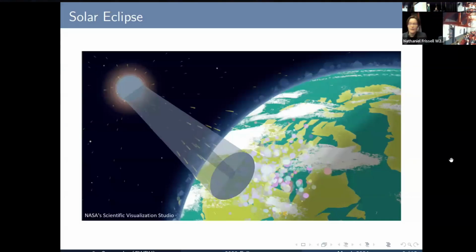Okay, so just in general about solar eclipse, during the daytime we usually have a lot of solar radiation blasting the ionosphere. During a solar eclipse, we have a sudden occultation, or basically kind of a localized night.